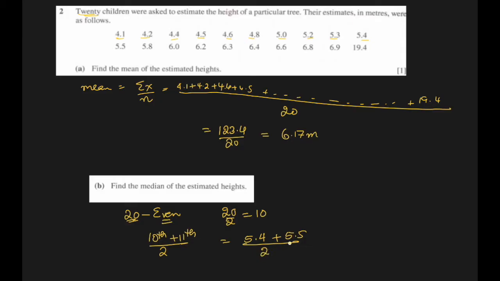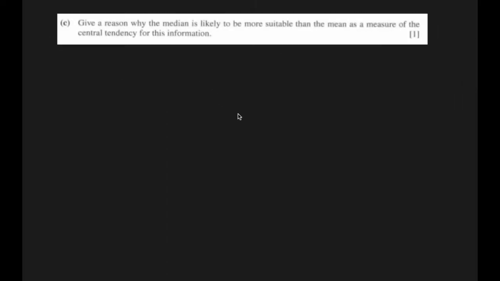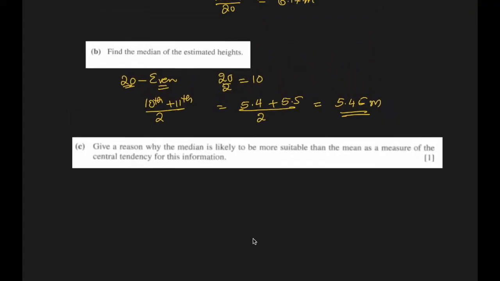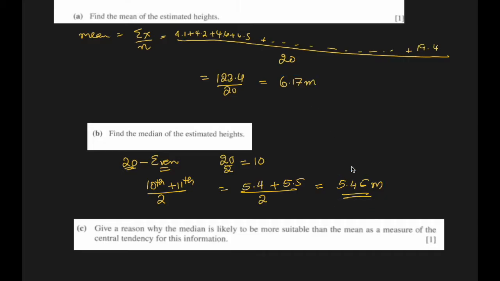And find their mean. That will give you the median. So it is 5.45 meters. That is the median. Okay, let's see what is it about the last part of this question. Give a reason why the median is likely to be more suitable than the mean as a measure of the central tendency in this. Okay, so can you see there's a big difference between them?